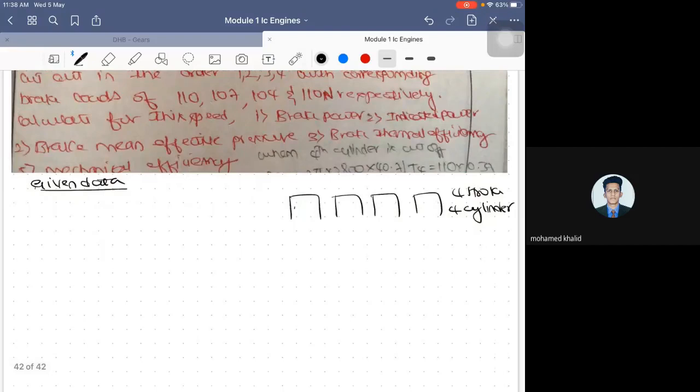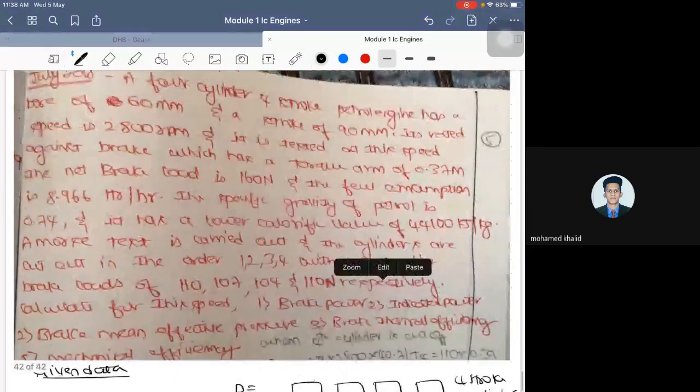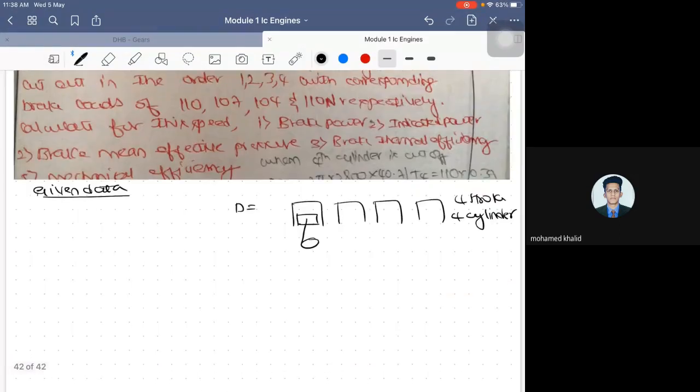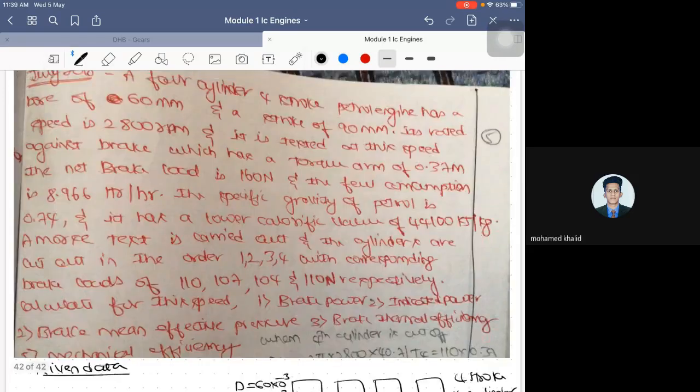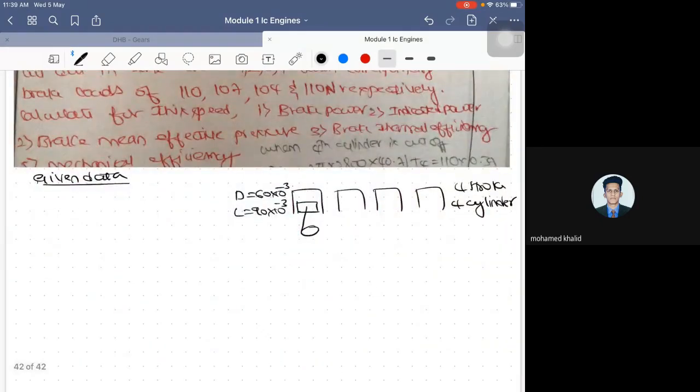So if I take one particular cylinder of such arrangement, what is the bore? Bore is given as 60 mm and the stroke is 90 mm. So D is 60 into 10 to the power of minus 3, whereas L is 90 into 10 to the power of minus 3. Next, the rated speed is 2800 rpm, so N value is given as 2800.